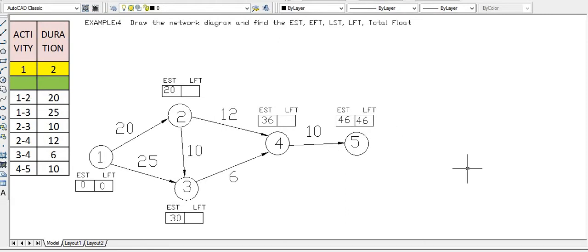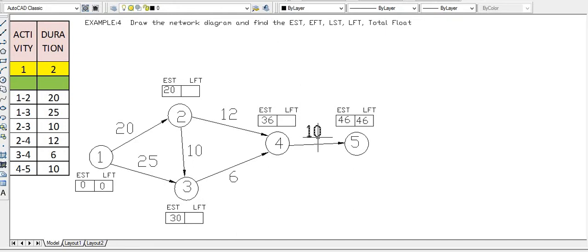46 is the first value, so here we will subtract. While calculating EST we added, and while calculating LFT we will subtract the durations. So what is the LFT for this last node? That is 46, the last LFT. So this 46 minus this 10.